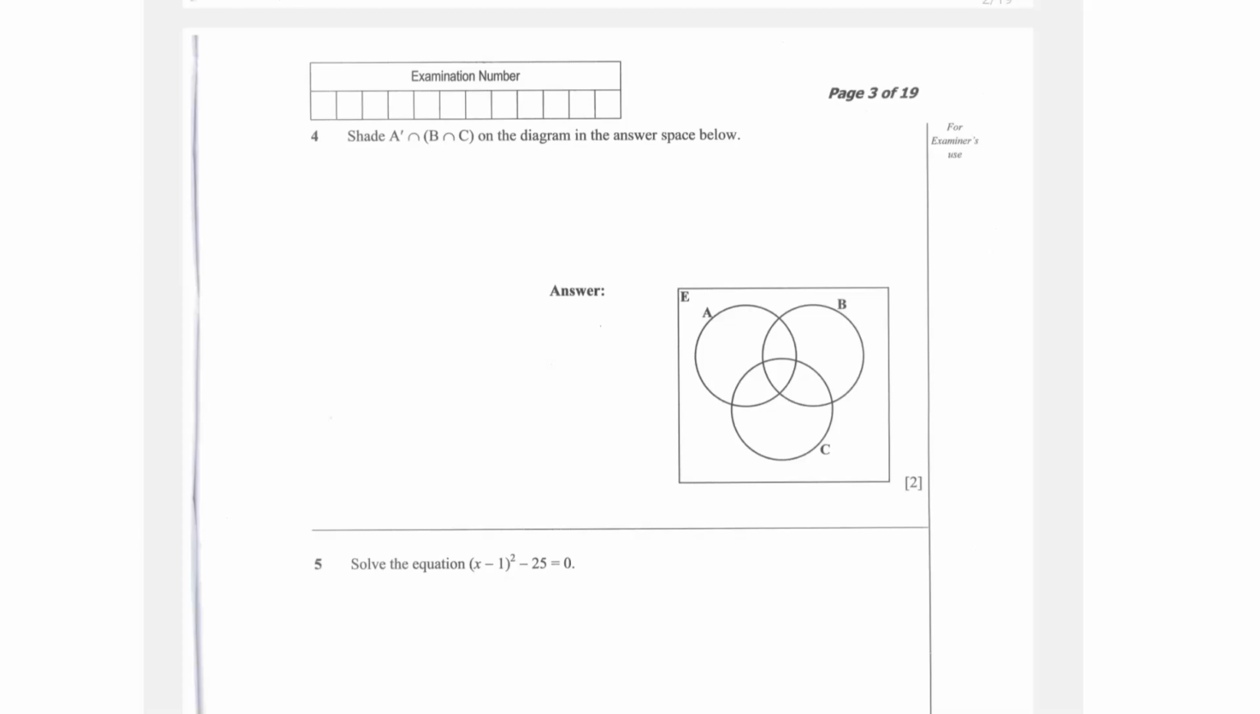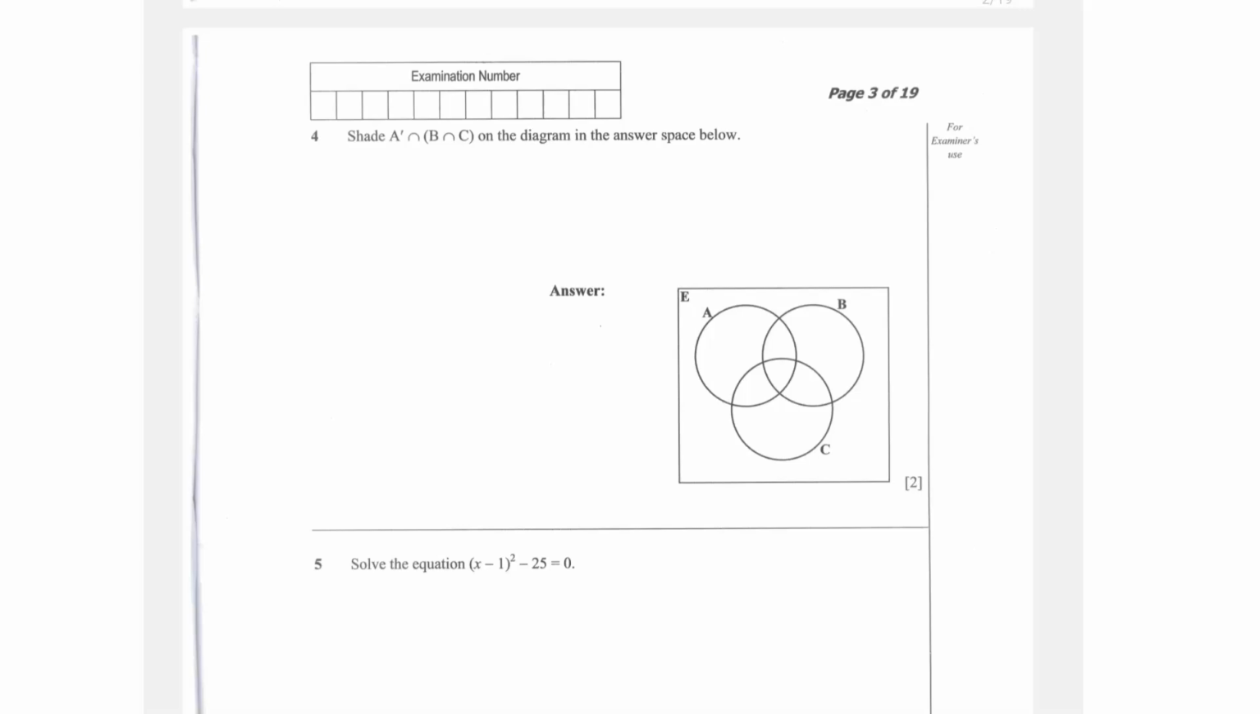Question 4 says, shade A complement intersection B intersection C on the diagram in the answer space below. So here, we first have to identify what is A complement. A complement involves all the elements which are not found in A. So all the elements not found in A can be found where you have this space B and where you have C, but they are not found in A. And then the intersection of B and C, we also have to know it.